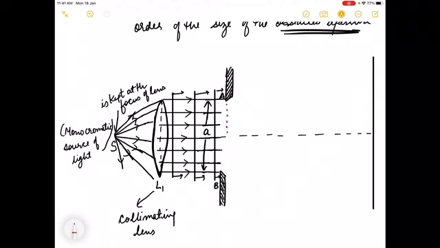I can imagine this plane wave to be made of a lot of points, an infinite number of points, or a very huge number of points. According to Huygens' principle, all these points will start behaving as new sources of disturbance. So each and every point on this plane wave will start emitting secondary wavelets.